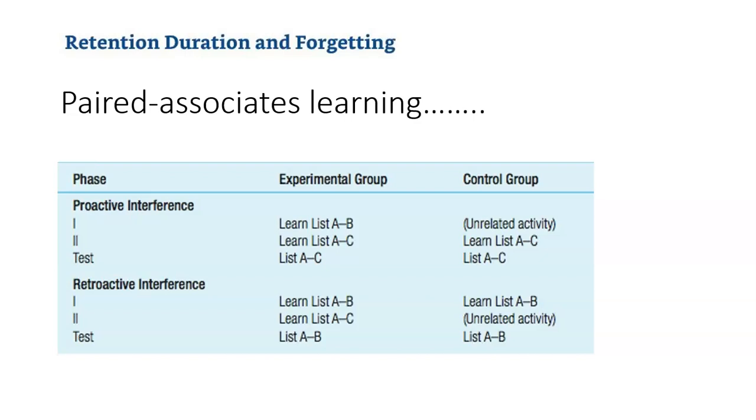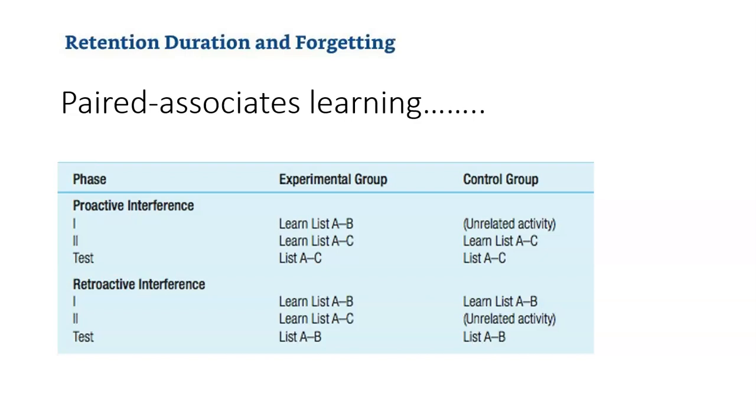The presumption is that the memory for list AC will be hindered by the knowledge of list AB. It's still lingering and getting in the way. Now, the control group, of course, didn't have that first list, and therefore they would not suffer from this proactive interference, and list AB would not get in the way.